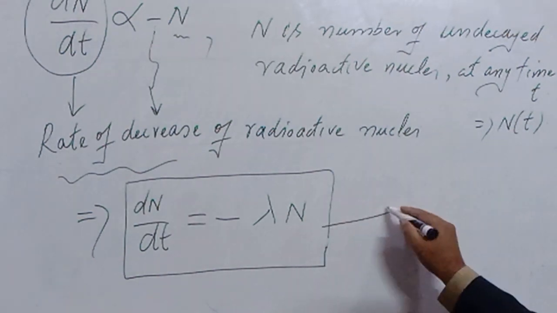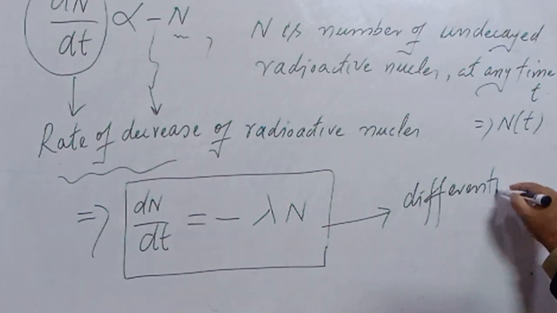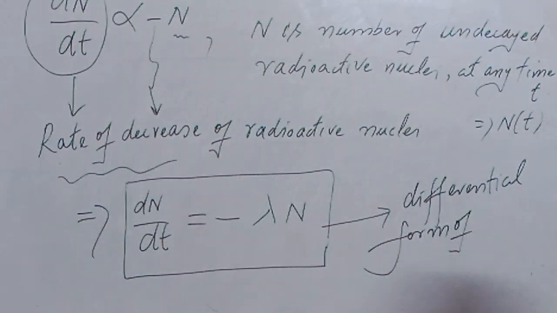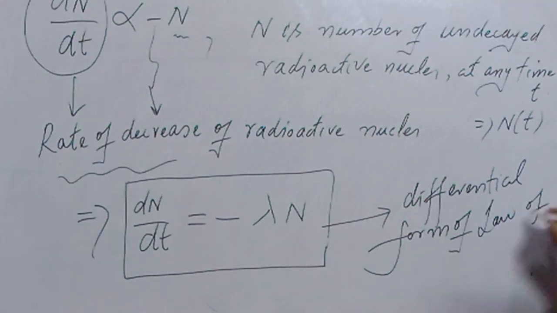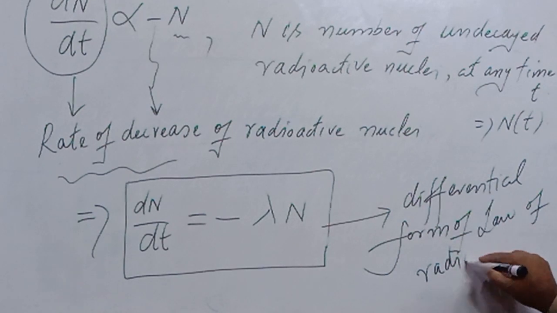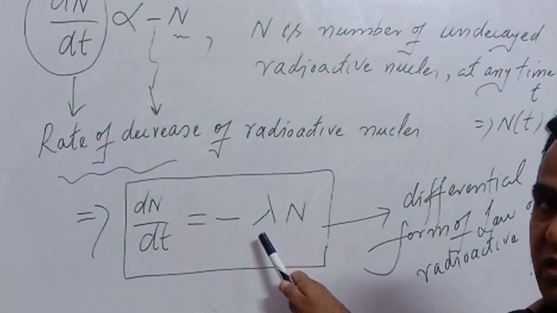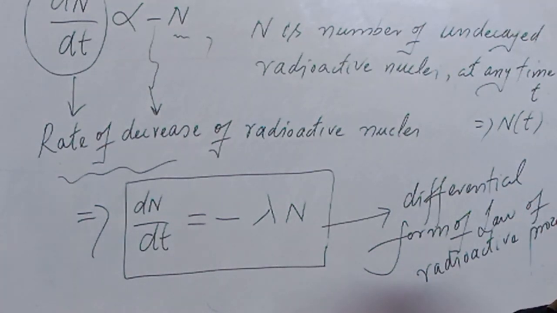Okay, so this is a differential form of the law of radioactive decay process, and here lambda is the proportionality constant. Okay, in the next steps we will come across the definition of lambda.